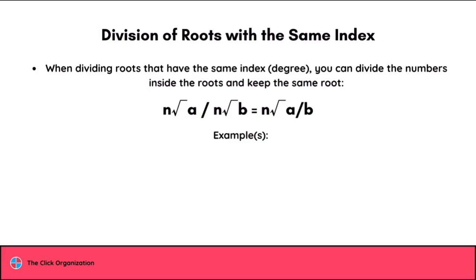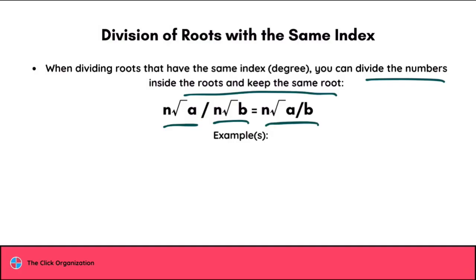So when we are in division and when we have the same degree, when both the numerator and the denominator have the same degree, then what we can do, we can divide the numbers inside the root and keep the same root. Meaning that, for example, I have the nth root of a divided by the nth root of b. I can simply write this as the nth root of a divided by b. Okay? And what does this mean?